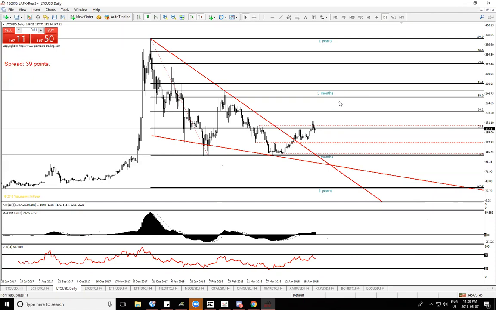And when we reach those levels, what we'll look for is any type of reversal candlestick formation. So whether it's, in this case, could be a bearish engulfing candle, it could be an evening star.